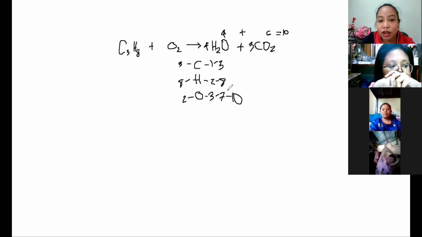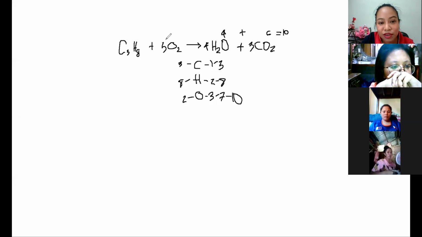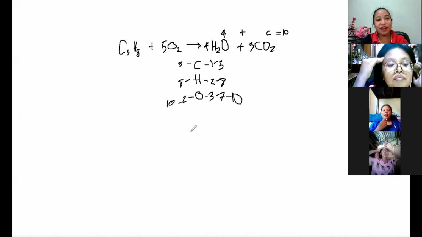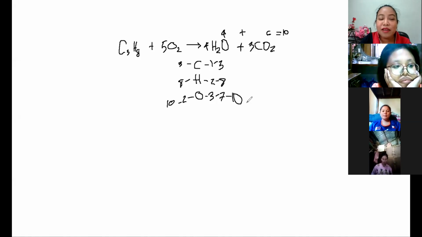Yes. Oxygen has not been balanced yet, so we need to balance it. What's the least common multiple between 2 and 5? 2 and 10. So we put a coefficient of 5. So 5 times 2 is 10. It is balanced now. Very easy.